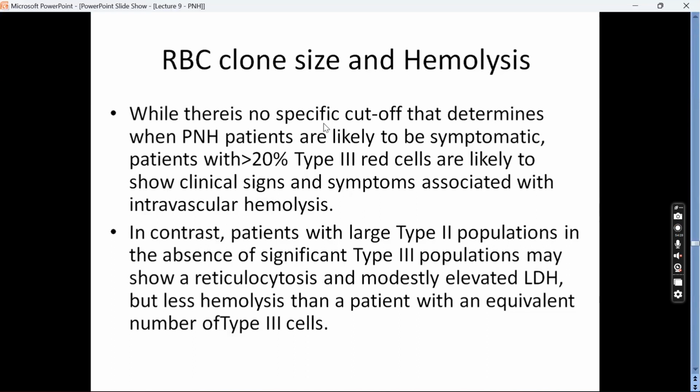Okay, in contrast, patients with large type 2 populations, in the absence of significant type 3 populations, may show reticulocytosis and elevated LDH, but less hemolysis than patients with an equivalent number of type 3 cells. So those patients may be relatively less symptomatic than patients having the same percentage of RBCs in the type 3 category. Okay, so that is the reason why you need to report type 2 and type 3 separately also.